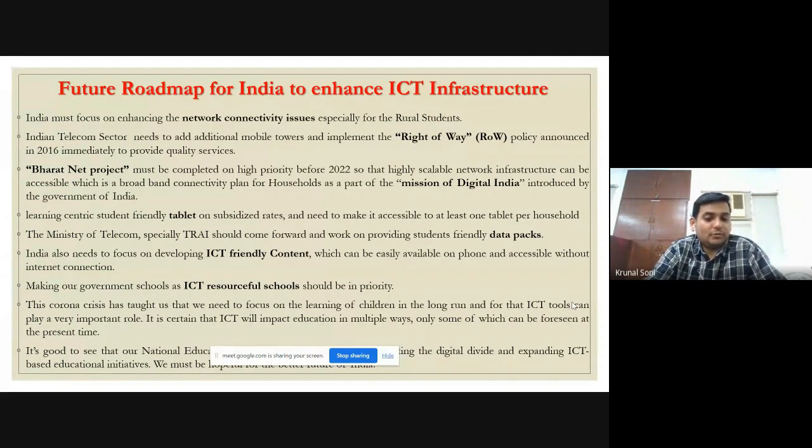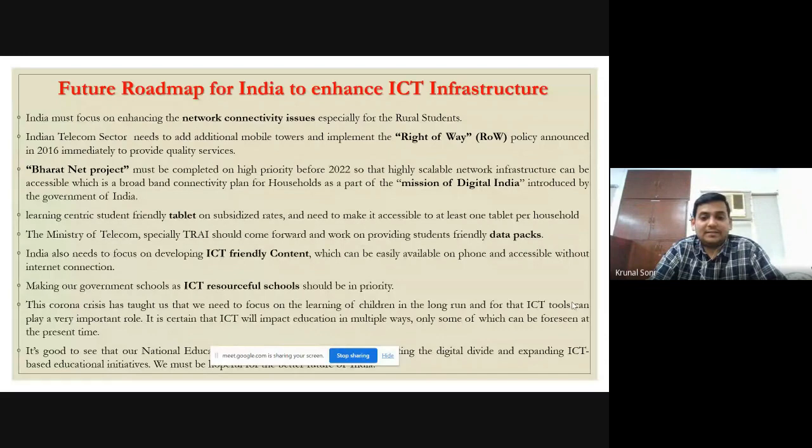So making our government schools ICT resourceful schools on priority, right? Many of the government schools have no laptop or internet facilities available. So the government needs to look at this parameter and make government schools more efficient, so that powerful education for the poor and rural persons can be enhanced. The corona crisis has taught us that we need to focus on the learning of children in the long run, right? So we have to work on the long run parameter rather than the short run. ICT tools can play a very significant role, right?